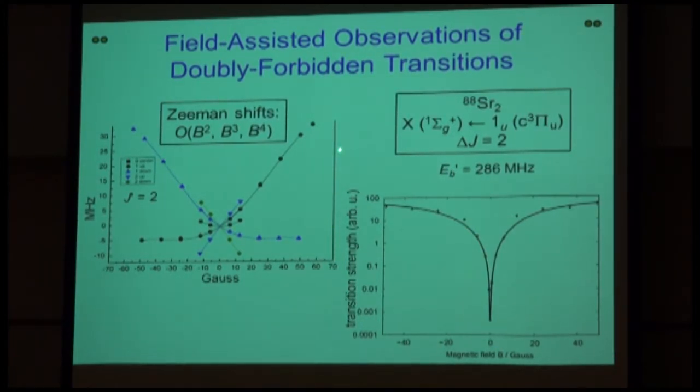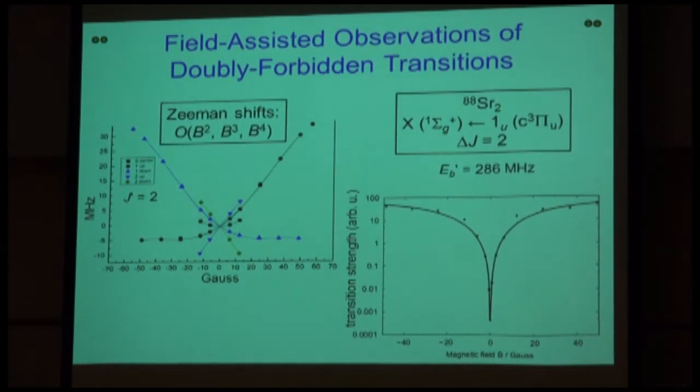And you can see the transition strength. We sort of had to carefully figure out how to quantify transition strength, but I think this is a pretty good measure versus magnetic field. So near 0 is basically forbidden as expected, but just a few Gauss to a few tens of Gauss make the transition stronger by about 5 orders of magnitude. So it's kind of very unusual.